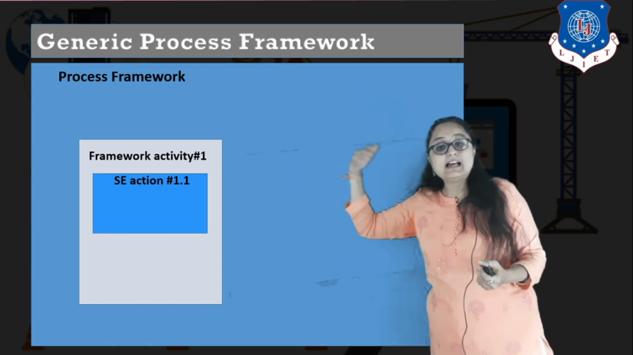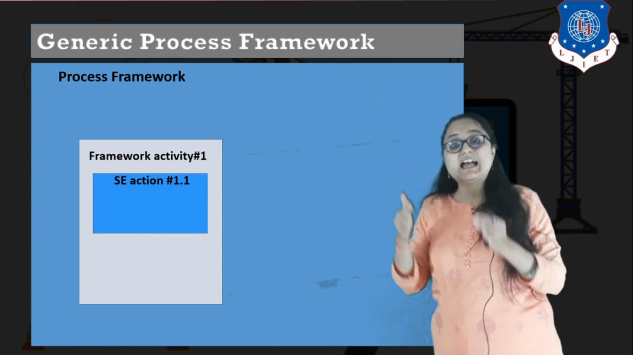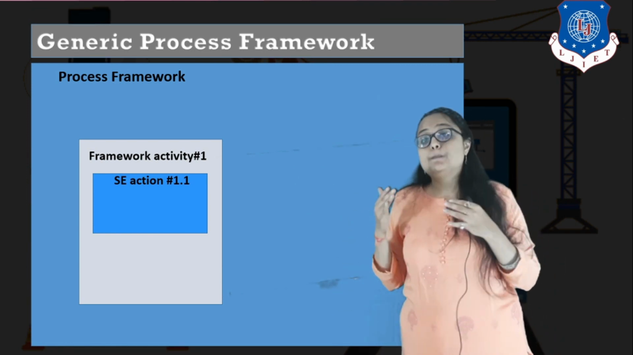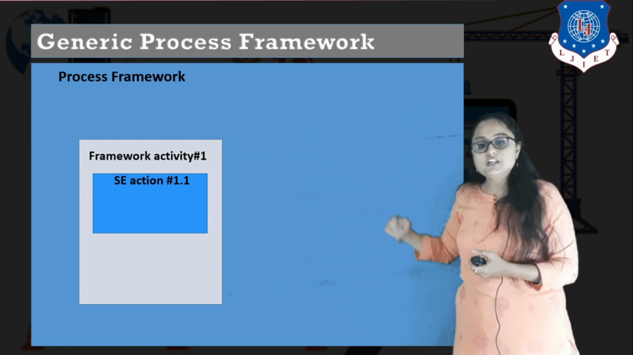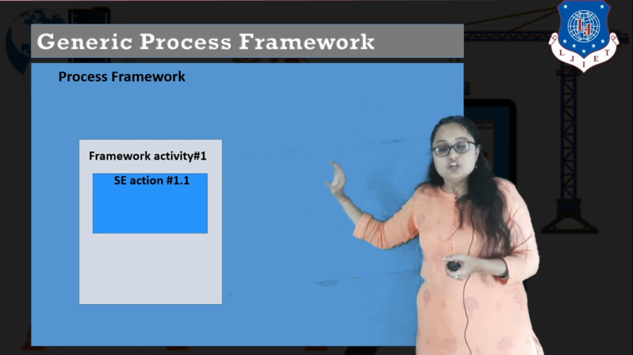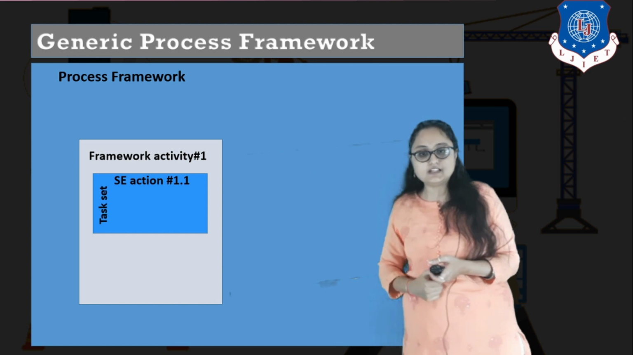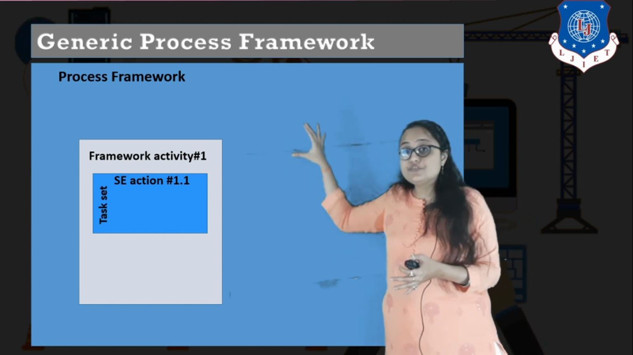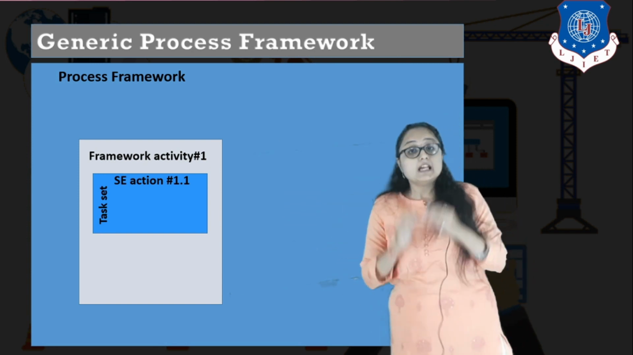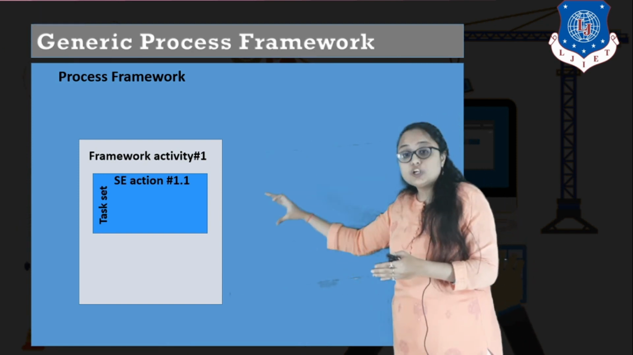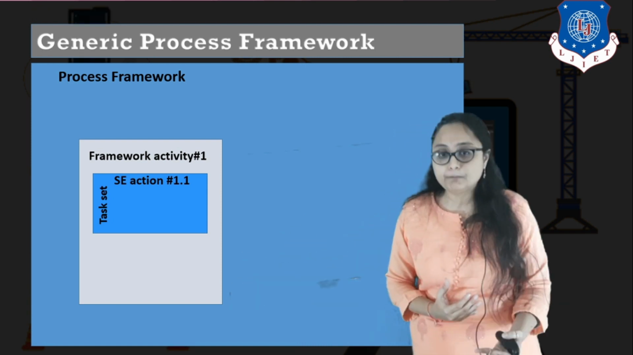Now in a framework activity, I told you what you will have: actions. There are different actions that have to be performed for completing this particular activity. So here I have written action 1.1. It means that it is the first action of the first activity, right? The first action of the first activity will further have a subset of task sets. It means for completing this particular action, I will have a number of tasks that are to be accomplished, right?